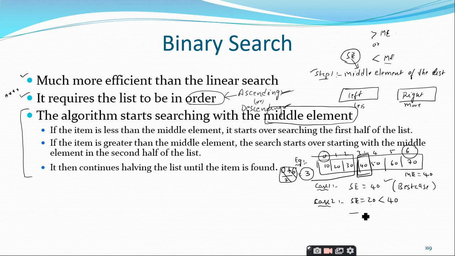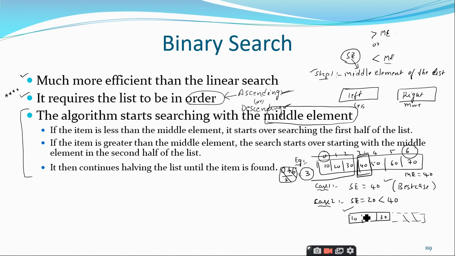That means you are going to search in the left part. So you are going to search in these 3 locations only: 10, 20, 30. We are not going to bother about this. So you can observe in this particular scenario that you are going to delete almost half of the elements. In the first iteration you have 7 elements, and in the second iteration you are going to perform your search operation in just 3 elements.